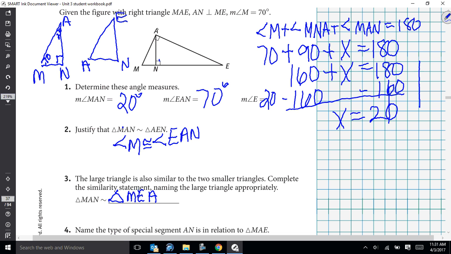And then let's do the right triangles. So angle MNA is congruent to angle. Name this right triangle. ANE. So why are the two triangles similar?